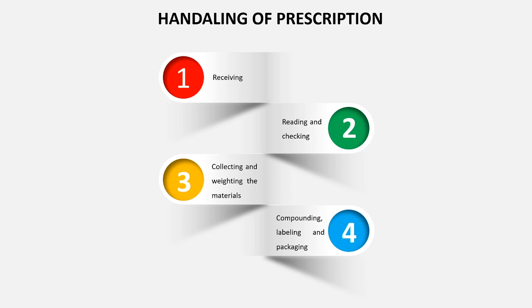Next point is compounding, labeling and packaging. Compounding should be carried out in a neat and clean place. All the equipment or apparatus required should be thoroughly cleaned and dried, and only one prescription should be compounded at one time. The compounded medicament should be filled in a suitable container depending on the quantity and use, and the filled container is suitably labeled. Plain paper of good quality should be used for labeling the container, and the container is polished so as to remove fingerprints.